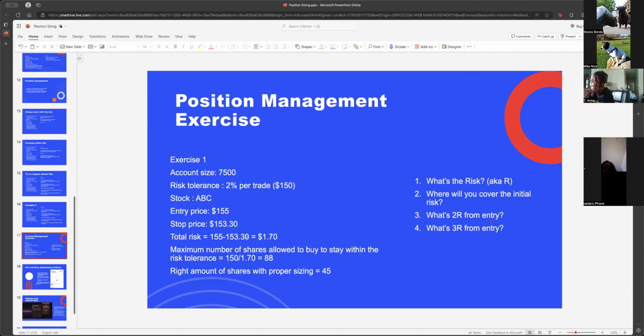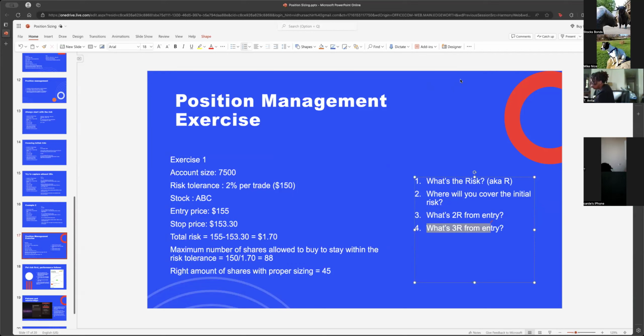Pretty simple. The total risk, you got this right here, $1.70. What's the total risk? Calculated, 1.7, beautiful. And where will you cover your initial risk? At what price point will you cover your initial risk? What is 2 hours from your entry? What is 3 hours from your entry? And this is what's going to tell you where you will secure your profits, by the way. Try to answer these. It's way simpler than the position sizing thing which we did.